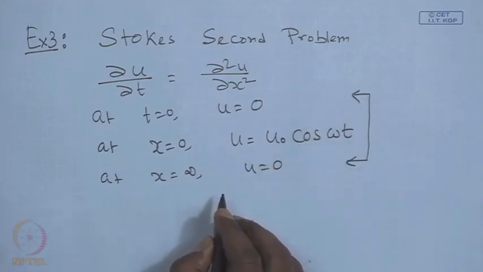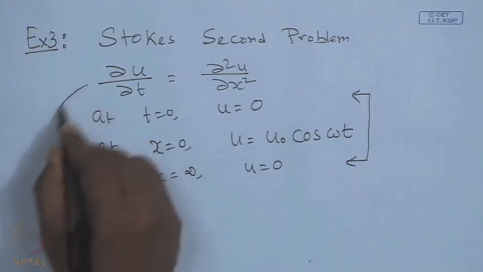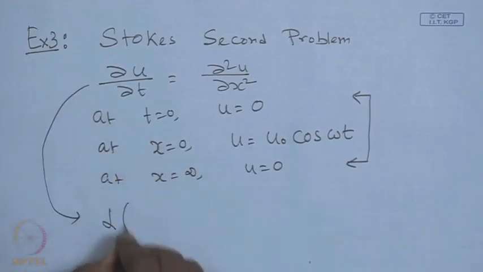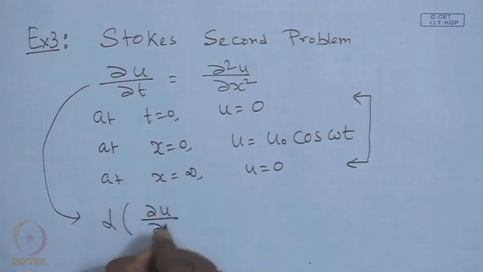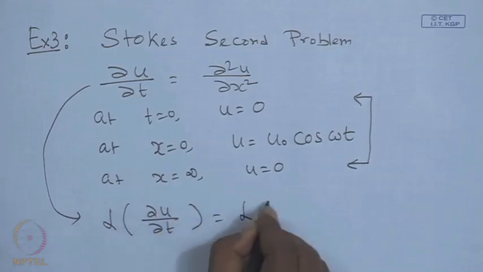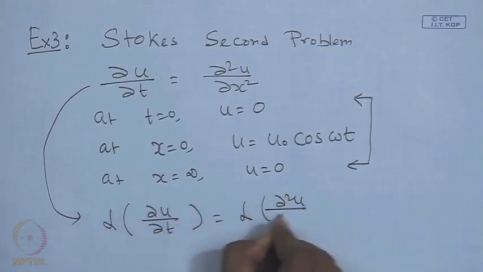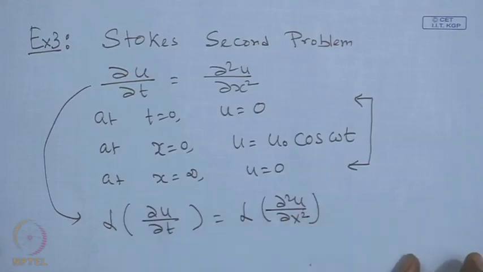Then what we do? We take the Laplace transform of the governing equation. So, Laplace of del u del t is equal to Laplace of del square u del x square.